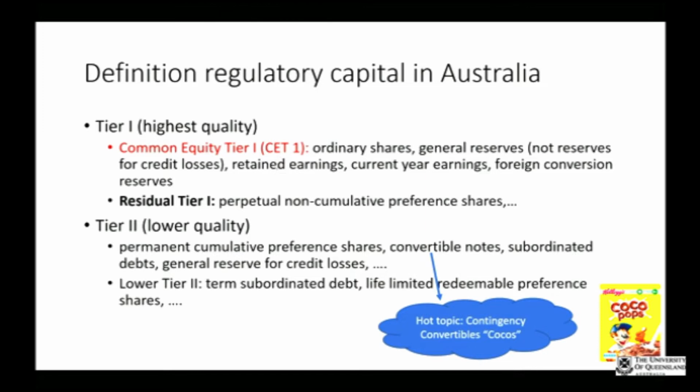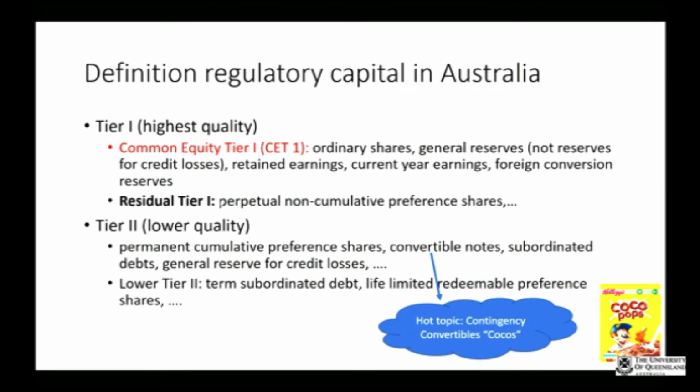Now, there's all this complicated stuff behind it. I just spent a tiny amount of time on this one. The basic idea here is the following. Common equity Tier 1 is proper equity capital, the one that we've used all the time. Ordinary shares, retained earnings, all these kinds of stuff. So this is standard equity capital that we know.